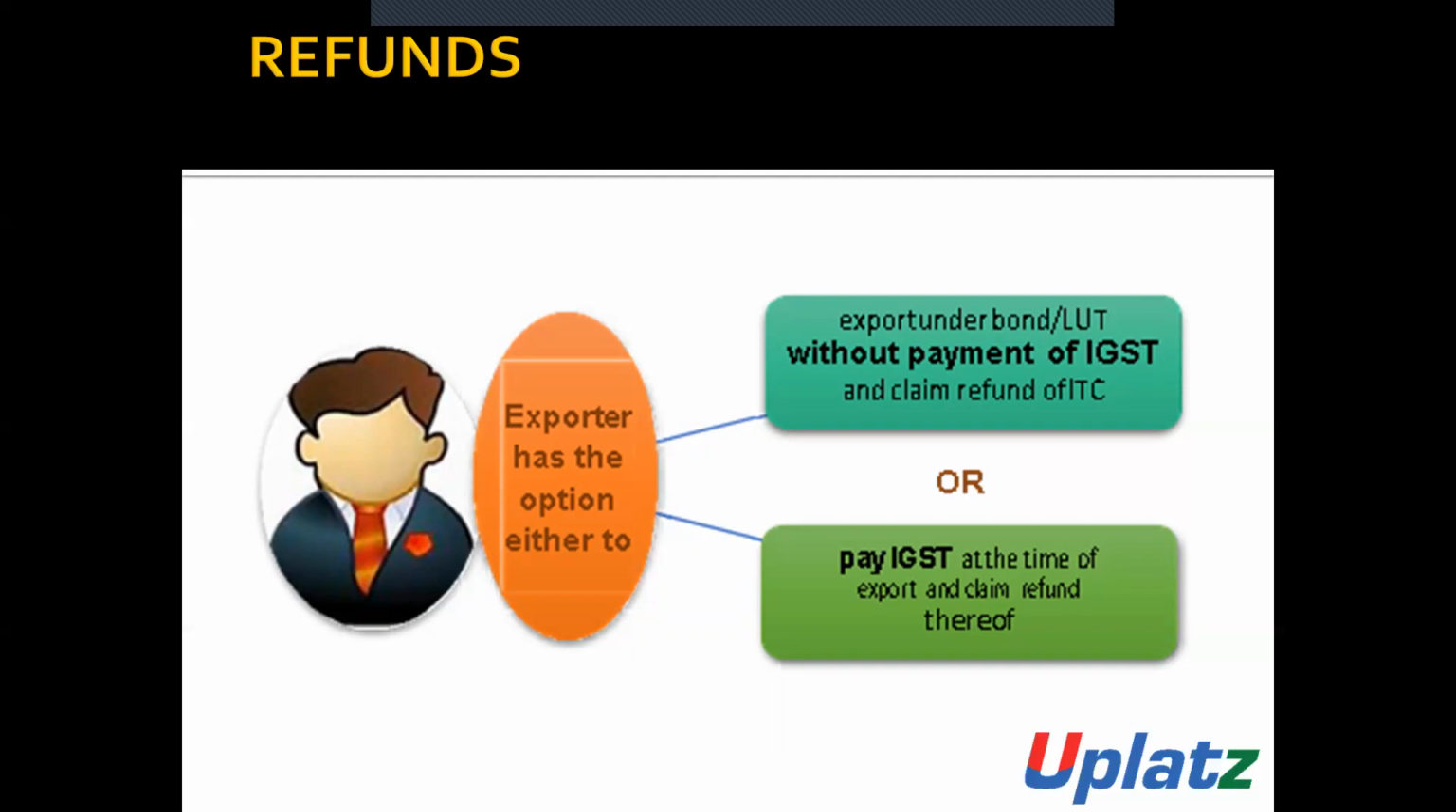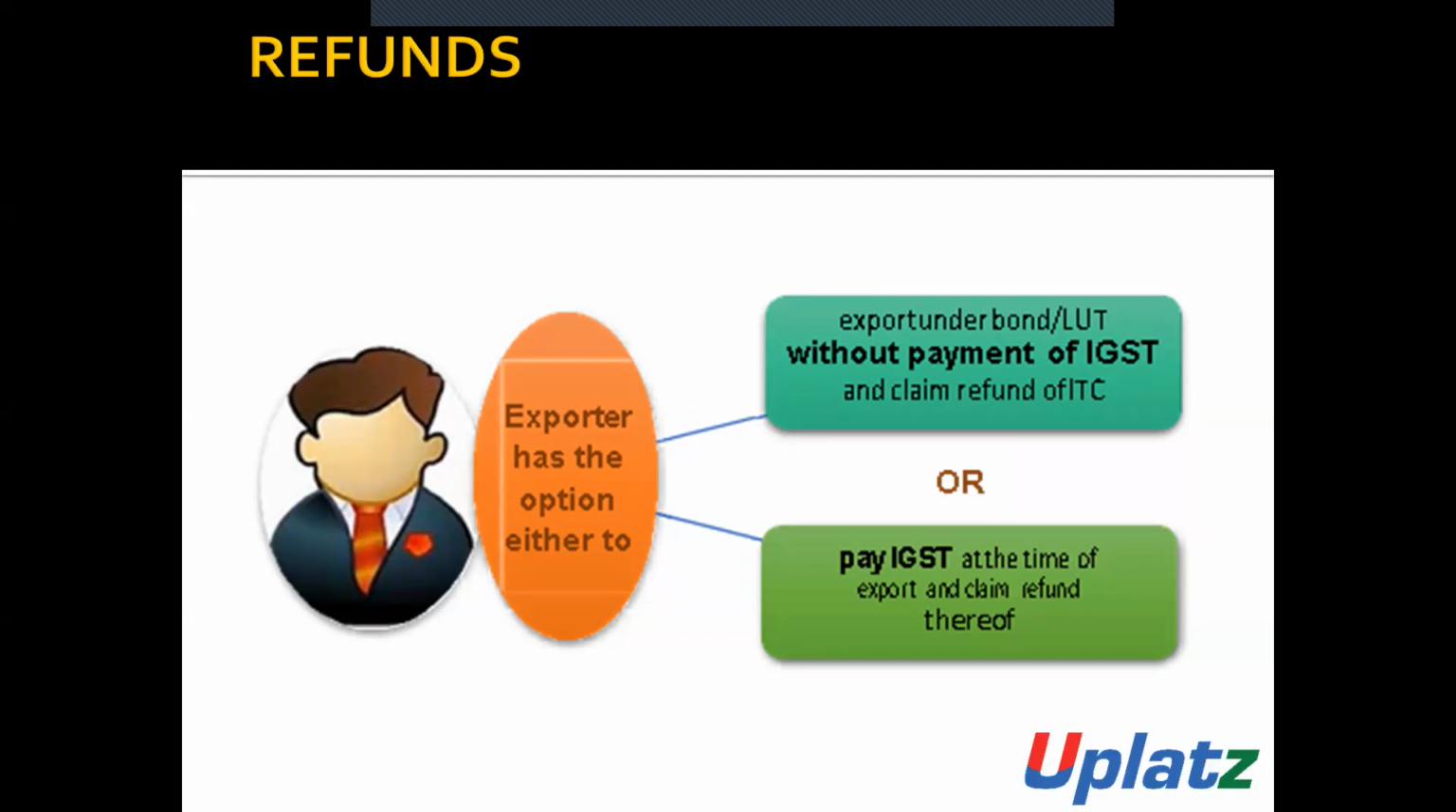Number one, export under bond or export under LUT, letter of undertaking, without payment of IGST. Through bond or through the LUT, there is no need to pay the amount of IGST, means there is no need to pay the amount of tax during the export. And on the basis of this, the exporter can claim the refund of ITC.